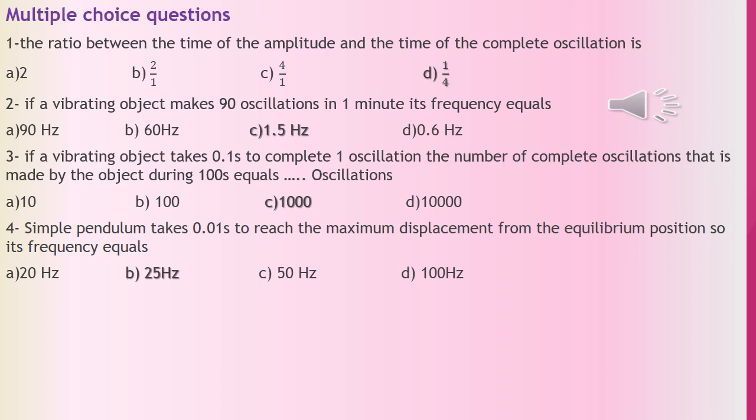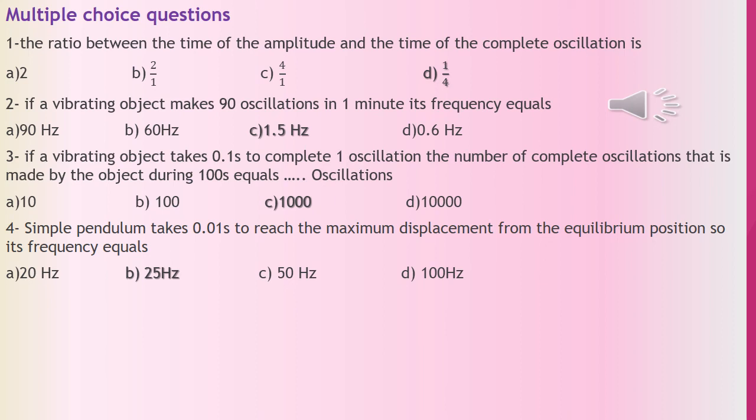Number 3. If a vibrating object takes 0.1 second to complete one oscillation, so the periodic time is equal to 0.1 second. The number of complete oscillations made by the object during 100 seconds equals: time t small equals 100 and T capital equals 0.1. As we know, periodic time T capital equals t small over N. So 0.1 equals 100 over N, so N equals 100 over 0.1, so it's equal to 1000.